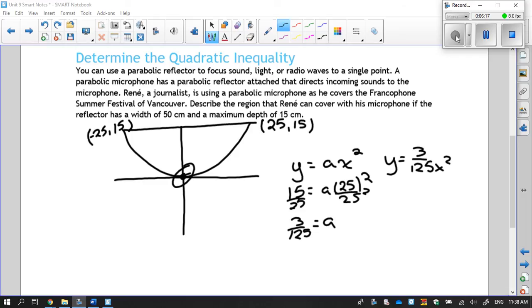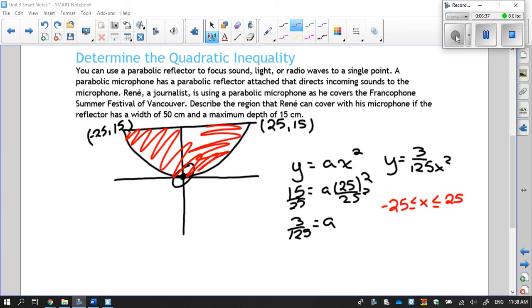And then we need to say within this region because it's bounded. So then it must be within negative 25 less than or equal to x less than or equal to 25. And then just based on the question, we know that we're only worried about the stuff within here because we're taking all of this sound and we're focusing it in.